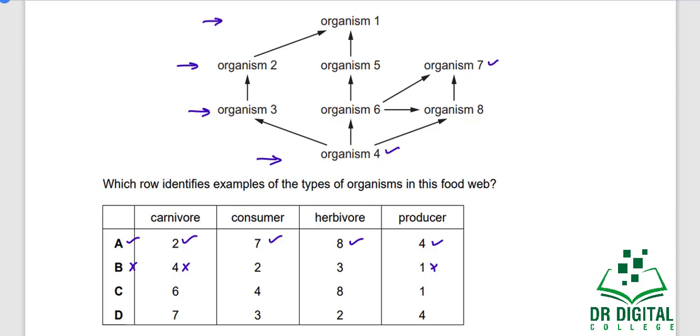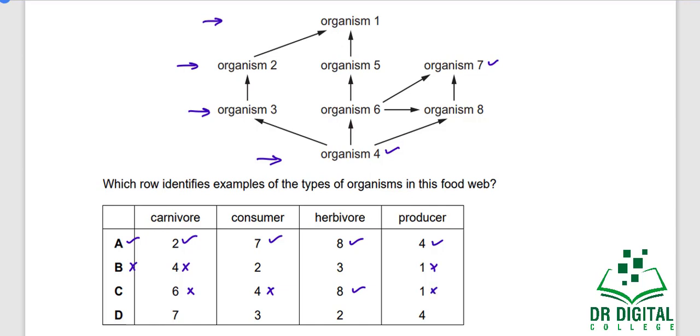No, 6 is the herbivore. That is wrong because 6 is feeding on organism 4. Consumer is 4. That is also wrong because organism 4 is a producer. Herbivore is 8. 8 is herbivore. Yes, this is true. 1 is the producer. This is wrong. We have already done it wrong.